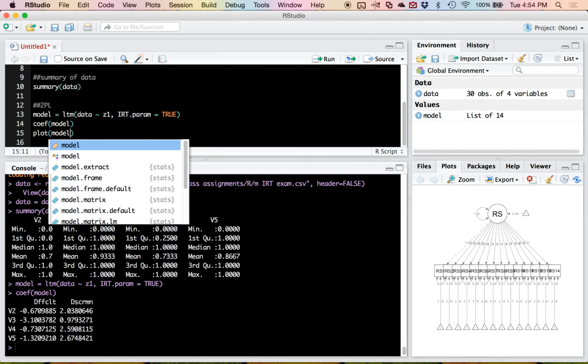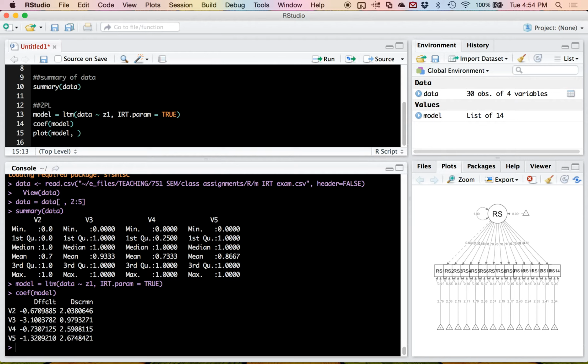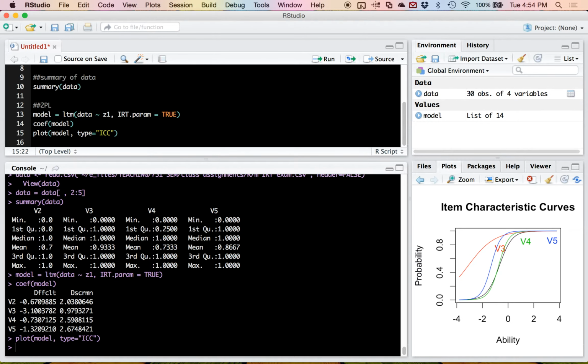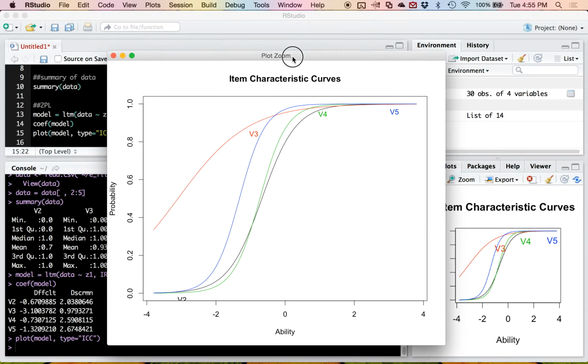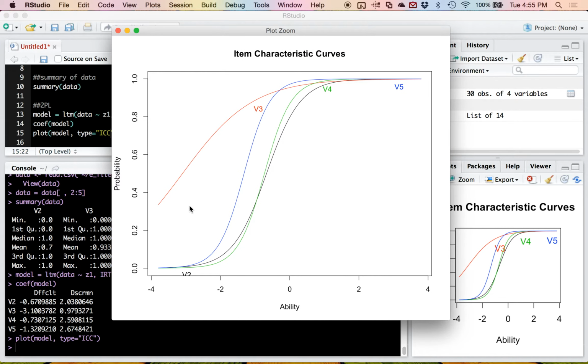I can plot those item response curves. So do plot and then the model. And then you have to tell it what to plot. If you don't type anything, it gives you the ICCs, but I'm going to give it the type, and let's go ICC. What is ICC? ICC is item characteristic curve, which it very conveniently labels up here at the top. And so these will give you the log curves of the data.